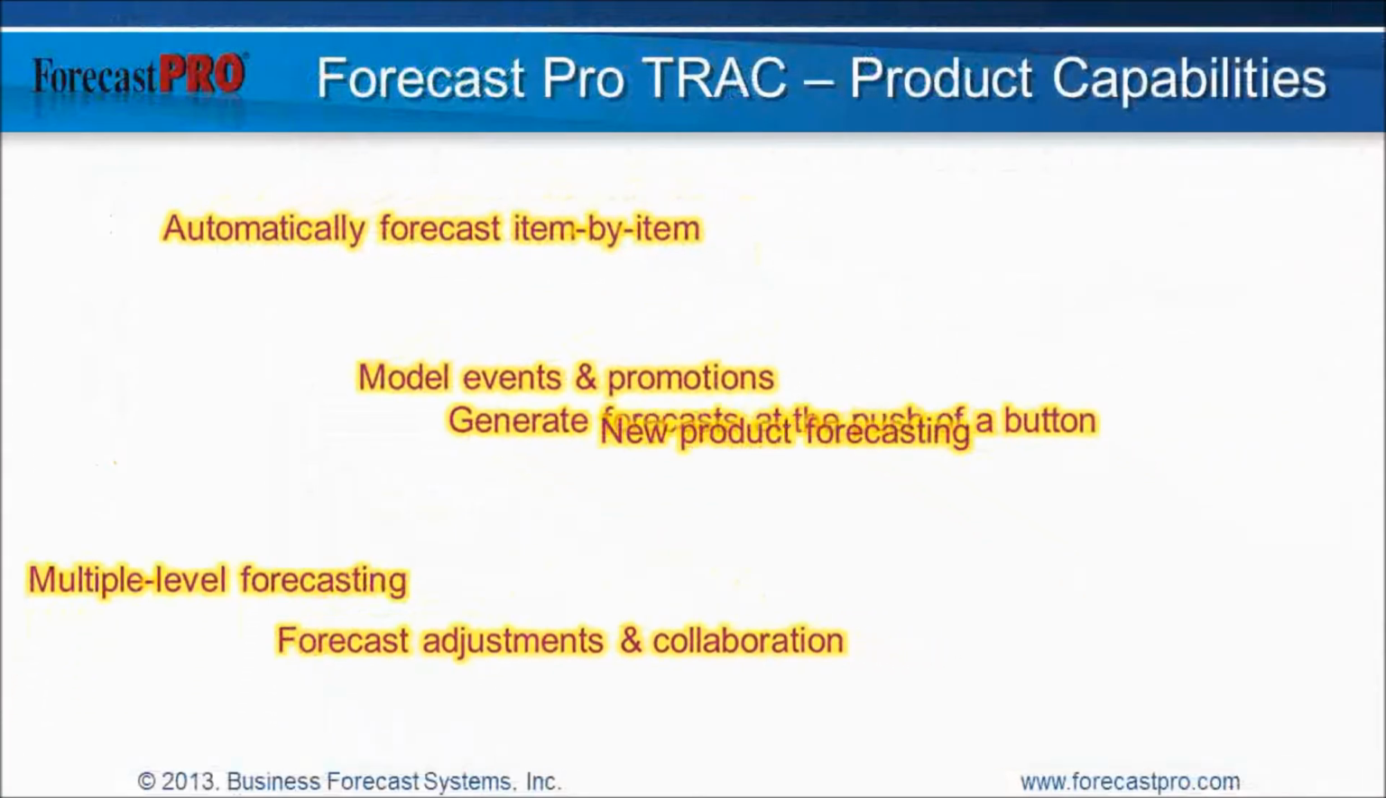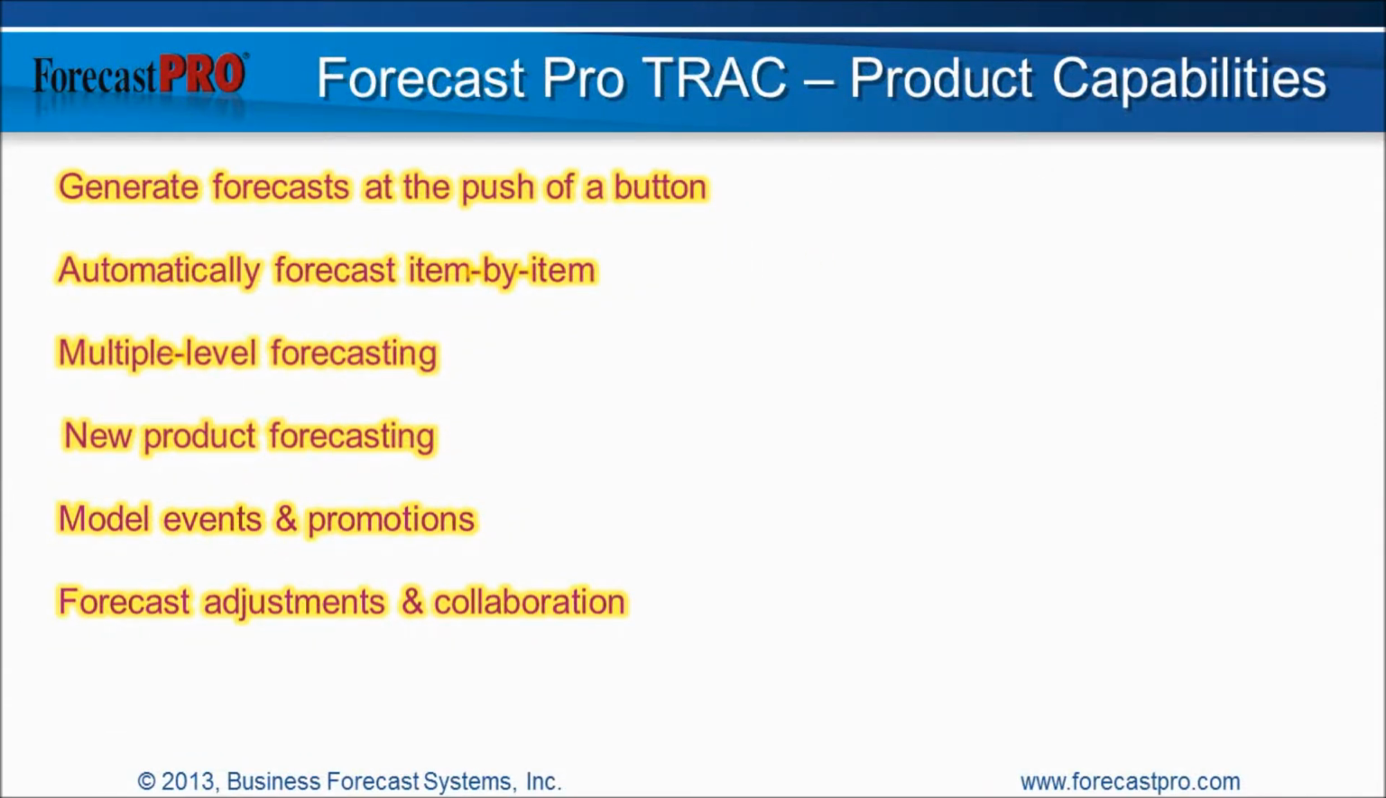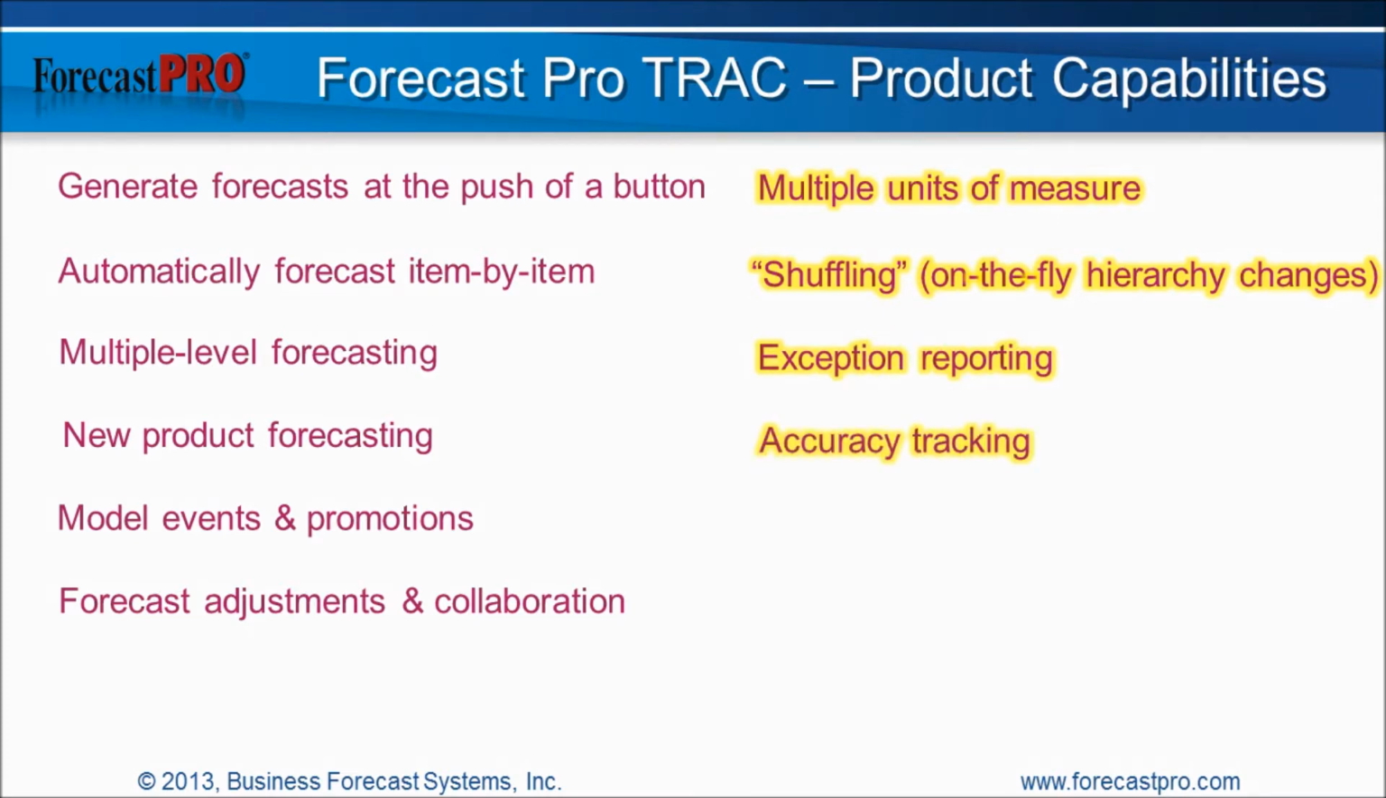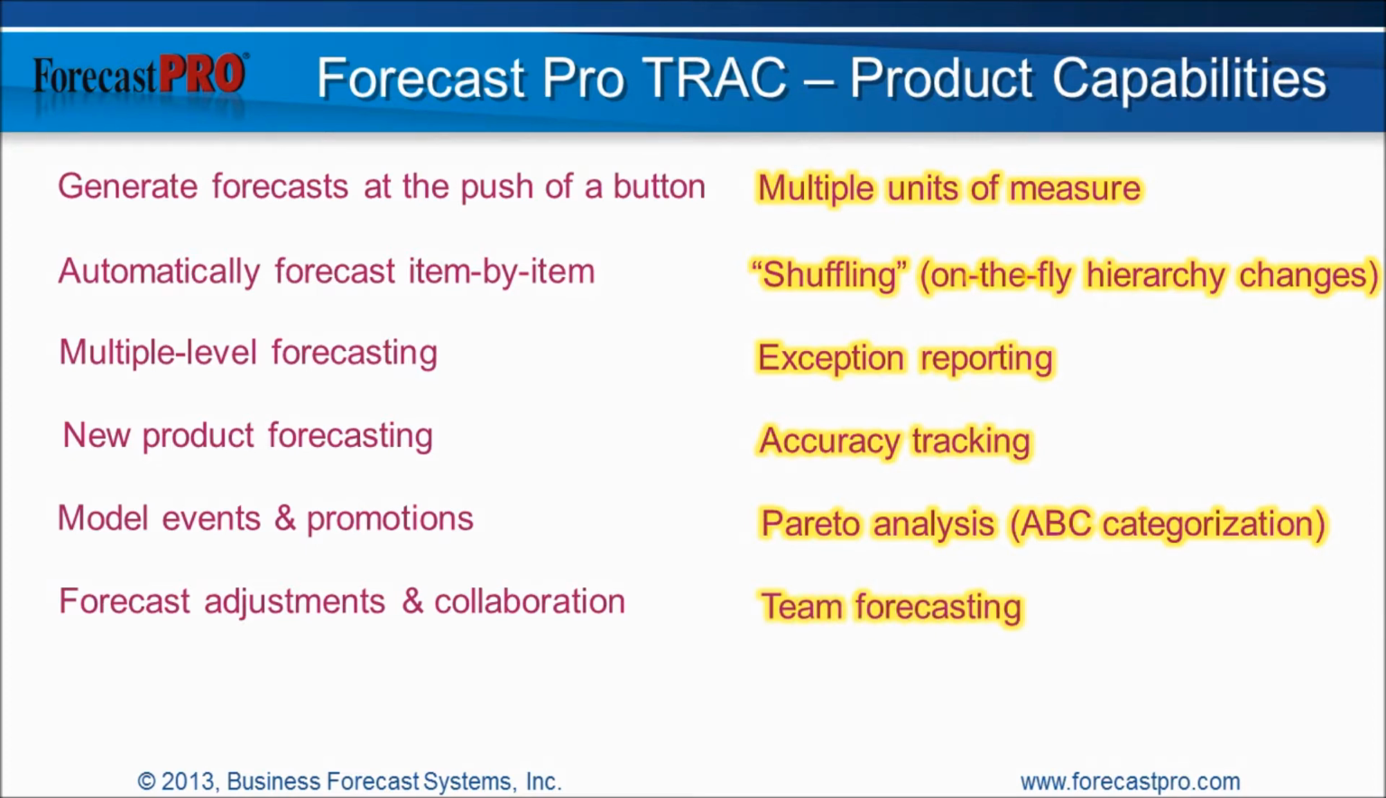But that's not all Forecast Pro TRAC offers. In addition to this base functionality, Forecast Pro TRAC also allows you to work in multiple units of measure, to flip or shuffle your product hierarchy around on the fly, to report based on exceptions that you define, to track the accuracy of your forecasts versus what actually happened, to classify your items according to volume, whether they are your own classifications or those calculated dynamically by Forecast Pro, to forecast as a team and facilitate collaboration, and finally, to import other information and data like open orders, on-hand inventory, or even other forecasts to further strengthen your S&OP process.